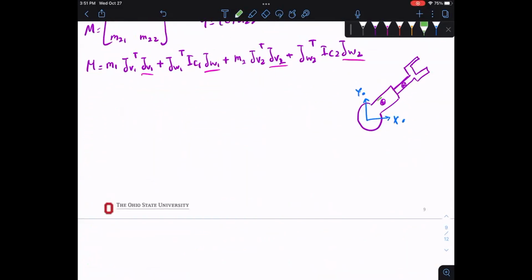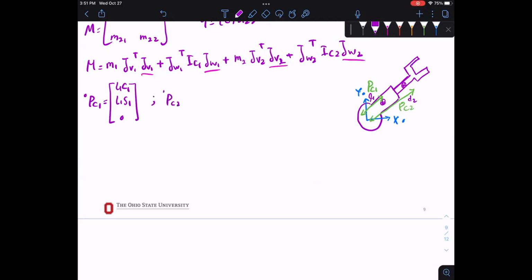So this is PC1. This is PC2, like the center of mass of the first link and the center of mass of the second link, right? So PC1 in frame 0 is going to be, this was L1, this was D2. What's it going to be? L1 cosine of theta 1, L1 sine of theta 1, 0. So you don't forget Z here.